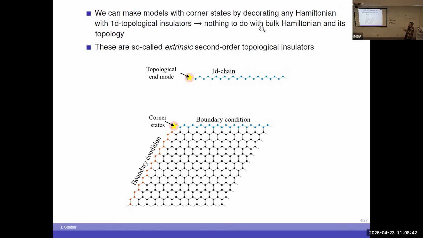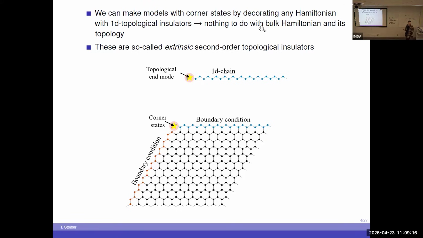This end mode of the one-dimensional topological insulator really becomes a corner state in the two-dimensional geometry. Whatever my bulk model is, I can decorate it with as many of these surface layers as I want, and so make as many corner states as I want. This gives what people call extrinsic topological insulators, as opposed to intrinsic second order topological insulators. The second order just refers to the codimension of the boundaries. In this case, the codimension of a corner is 2 in 2 dimensions.